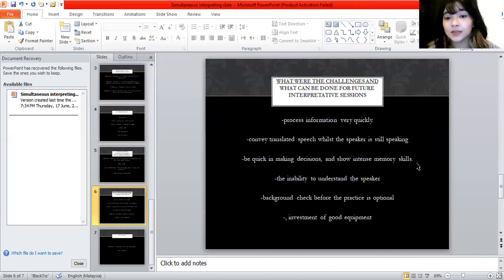And the next is the inability to understand the speaker. This can be the accent, the slang from the speakers, which you have to understand well. You must. The next is what can be done for future interpretive sessions. Background check before the practice is optional. Checking their background, let's say they must at least have an experience, or maybe they're in the study field of interpretation and translation or anything, so at least they have a bit of knowledge compared to zero knowledge. And the last is investment of good equipment.